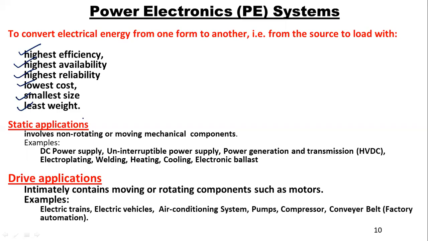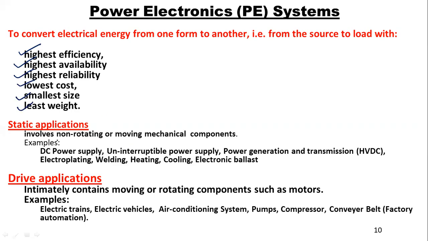You might have seen a BJT, or you might have seen a MOSFET. Bipolar junction transistor, how small it is. You might have seen a capacitor. Capacitor, inductor, all these things constitute a power electronic converter. So that's very least weight, low cost also.